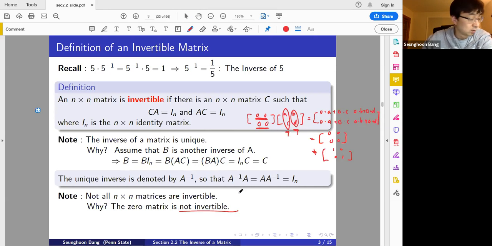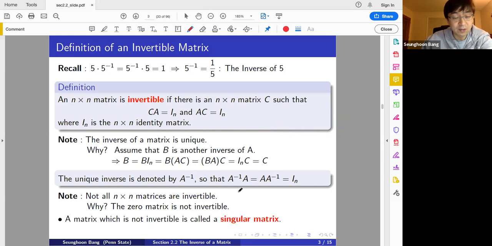A matrix which is not invertible we call a singular matrix. A singular matrix doesn't have an inverse matrix; it is not invertible. The 0 matrix is one good example of a singular matrix. An invertible matrix is called a non-singular matrix. This is another terminology.